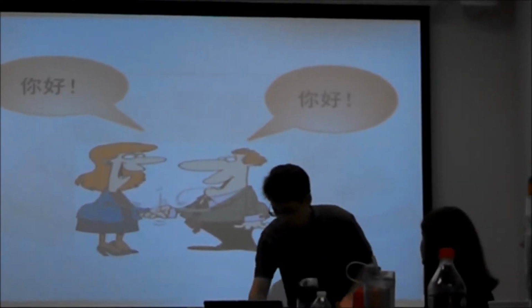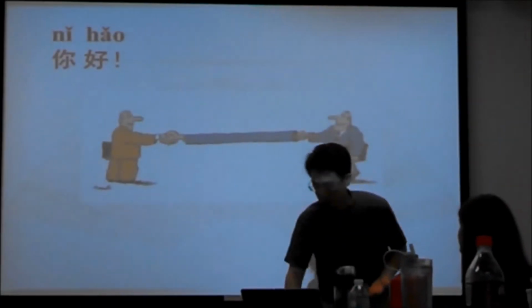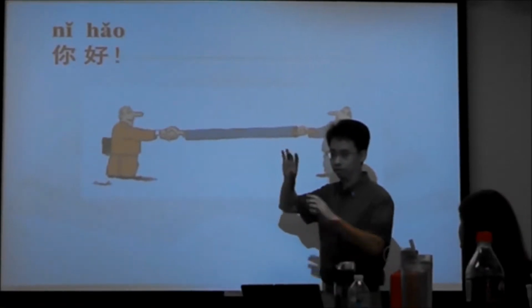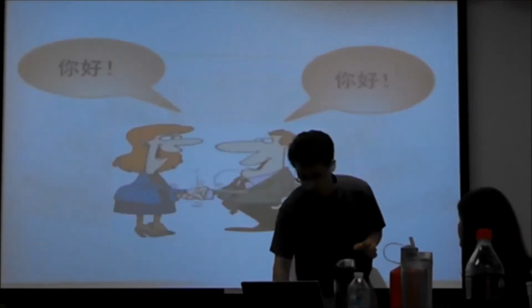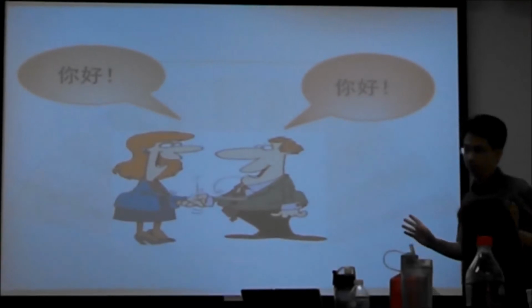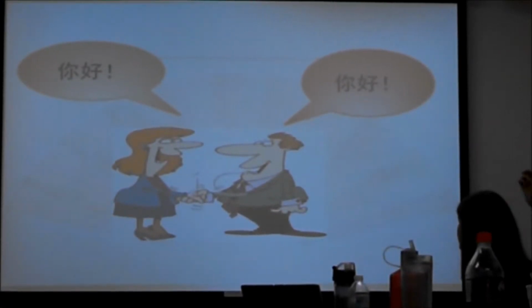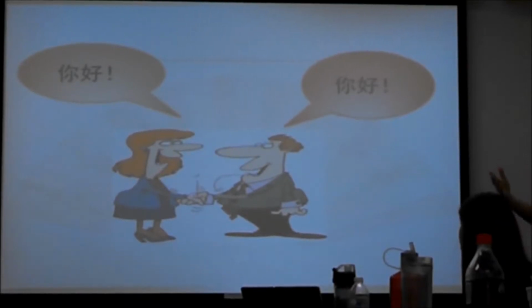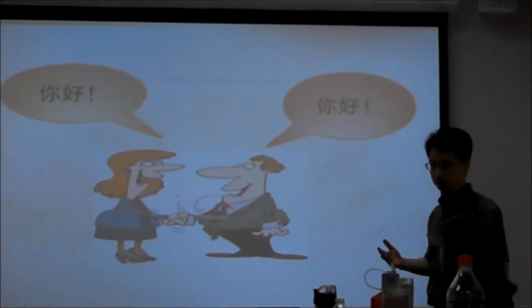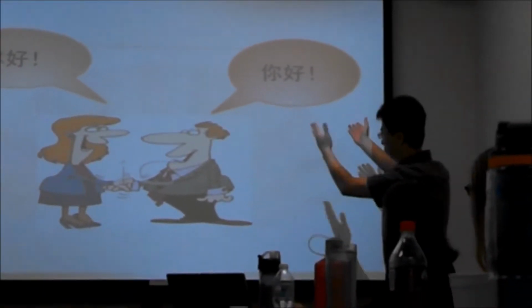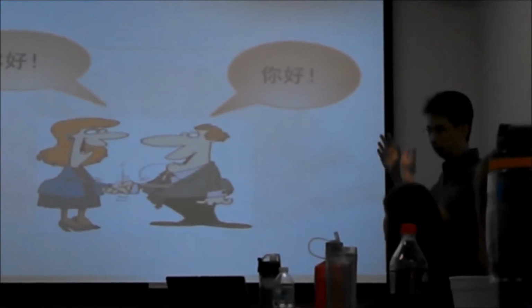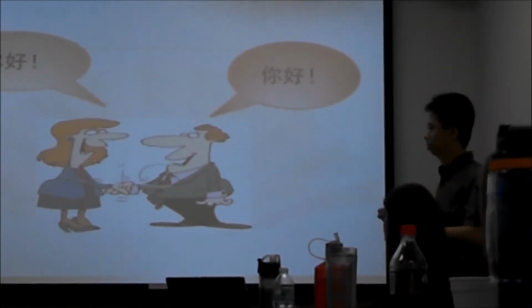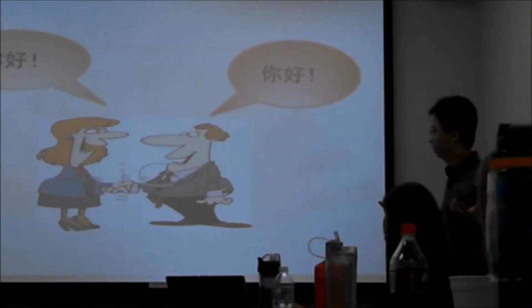So as you can see in the previous slide, we have the transliteration system on top of the characters, but on this slide I removed it because I want our students to get a sense of the characters right from the beginning. So I want them to look at the slide, look at the character, and try to speak out the phrase.